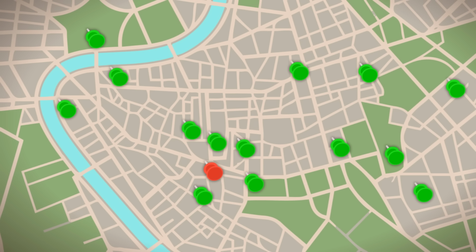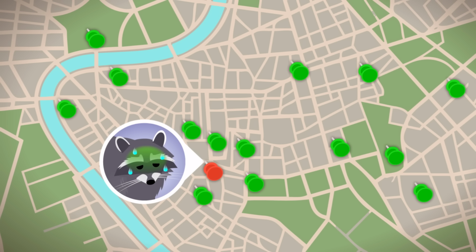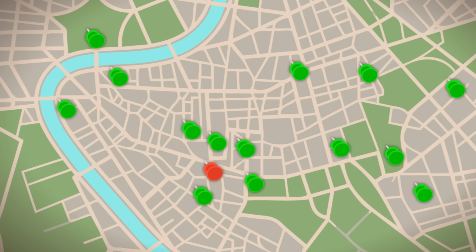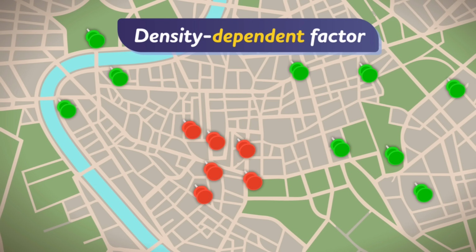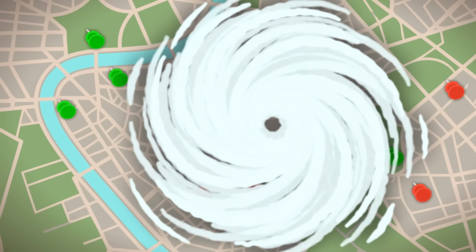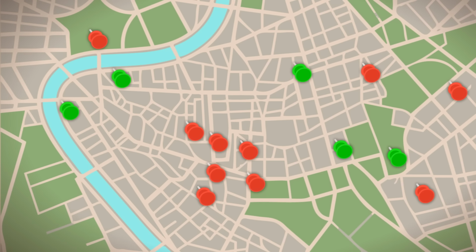Picture a population of raccoons, where some got a contagious tummy bug from eating your garbage. Because they're so close together, the disease could spread among them, a density-dependent factor. But if a hurricane wipes out half a population of raccoons, that is a density-independent factor. It doesn't matter how dense the population was, it was a surprise weather event that caused the decrease.